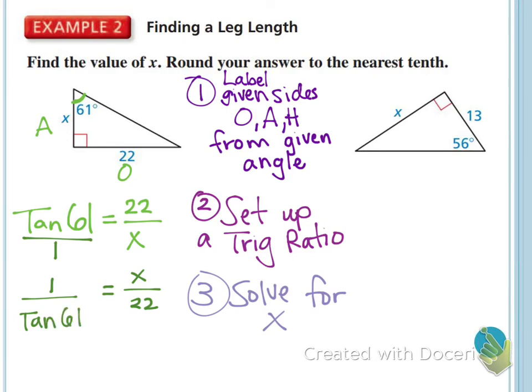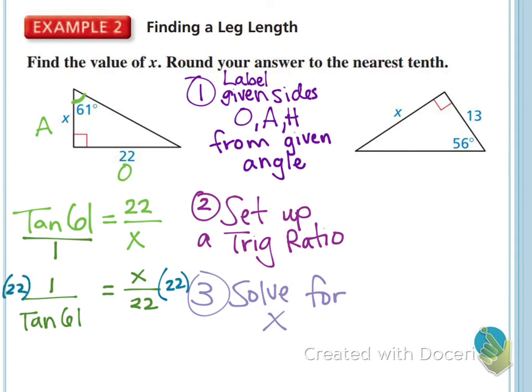Are we all okay with the flipping here? Okay, well, you'll like it in a second. So now, what is happening to x? What's that 22 doing? It's being divided by 22. So what's the opposite of dividing by 22? Multiply by 22. So we're going to multiply both sides by 22.